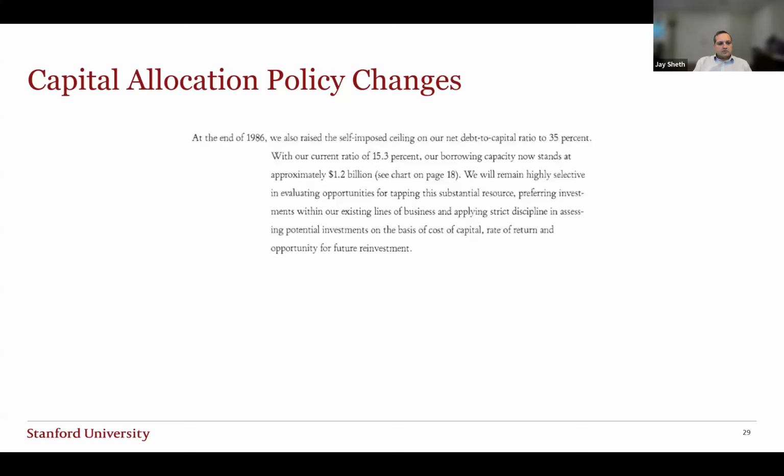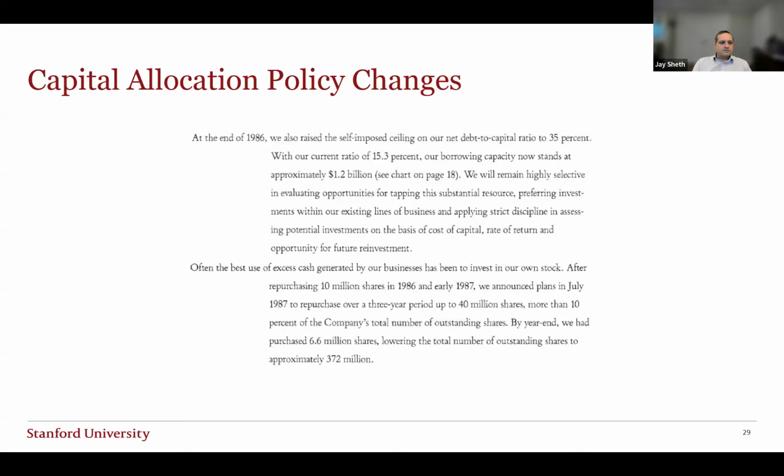And then they actually made another interesting statement. After repurchasing 10 million shares in 86 and early 87, we announced plans in July 87 to repurchase over a 3-year period up to 40 million shares, more than 10% of the company's total number of outstanding shares. So they were basically telling you that they were going to start buying back their stock more aggressively.